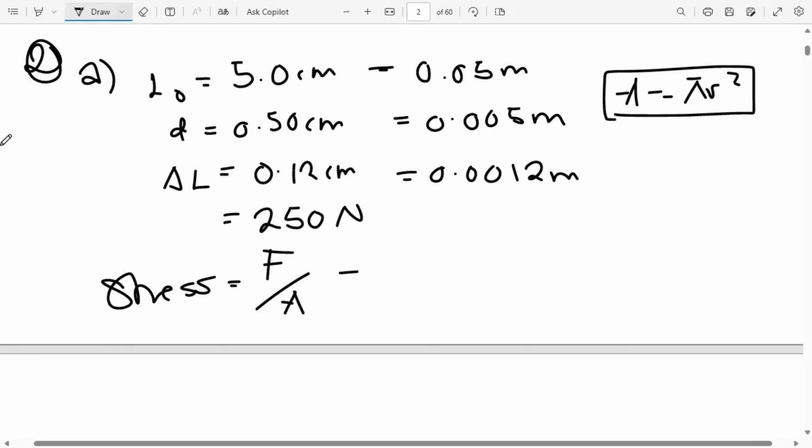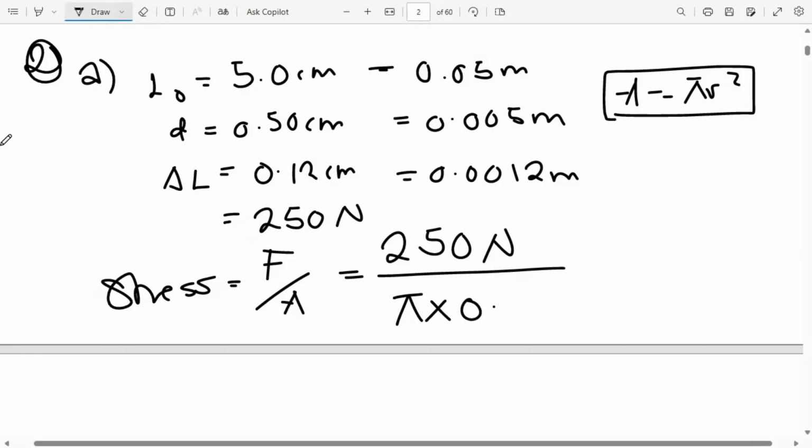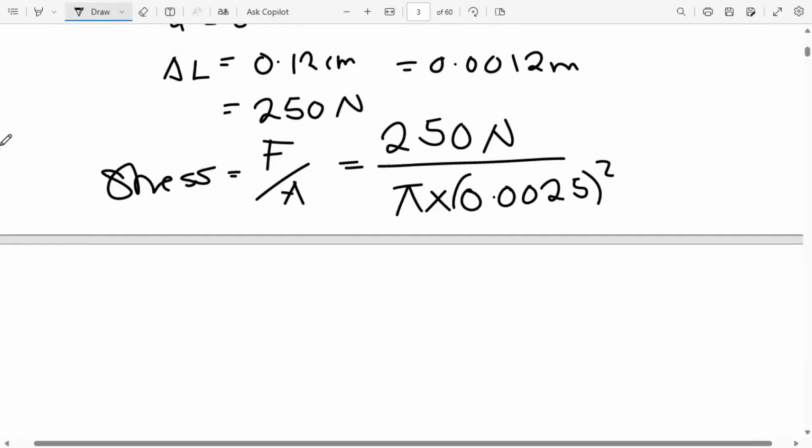So I'm going to say this is equal to force, which is 250 newtons, divided by pi multiplied by r, of which r I'm just dividing the diameter that I'm given here by 2, which is going to give me 0.0025, multiplied by, oh, this is r squared. So I'll just say r squared. I'll put this in brackets and I'll put a squared there. And I'm going to manipulate this based on the way it is here.